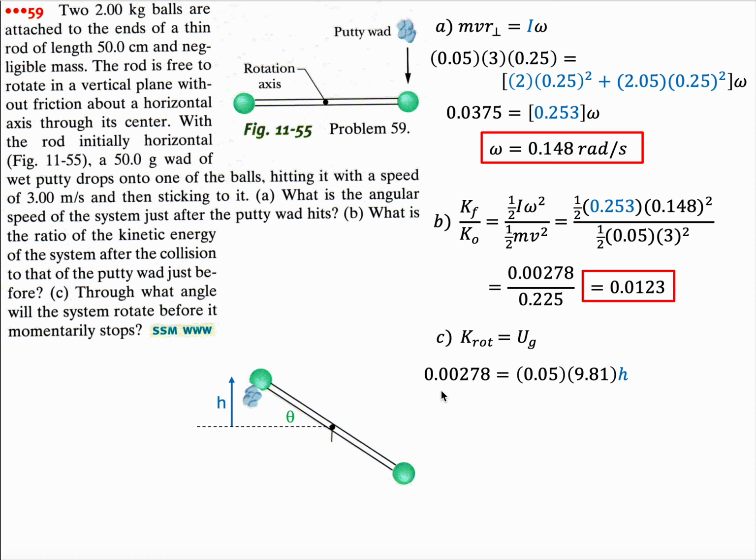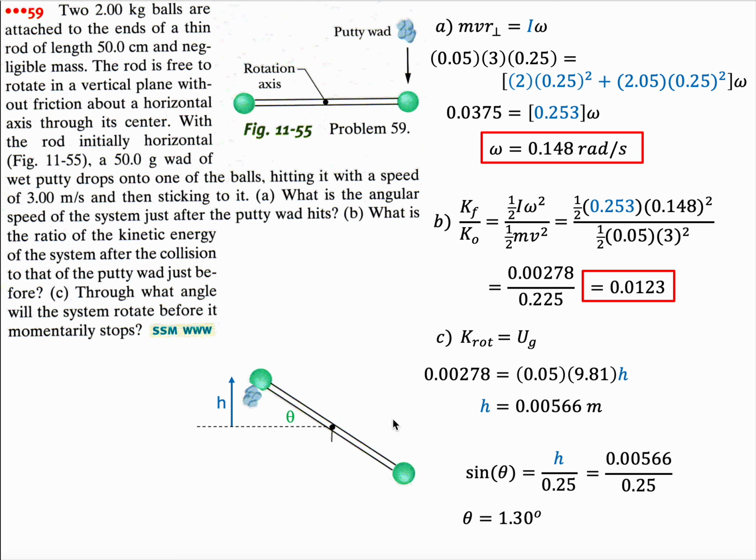And we can actually solve for this H part here. If you solve for the height, it's very small. It's about 0.5 centimeter. Not a lot before it's going to stop. And then finally, from that, we can do a little bit of trig. If you think about this as a right angle, the sine of theta should equal h over the hypotenuse, which is going to be the length of this rod, 0.25. We can solve for theta. And if you do that, you'll discover that theta is 1.80.